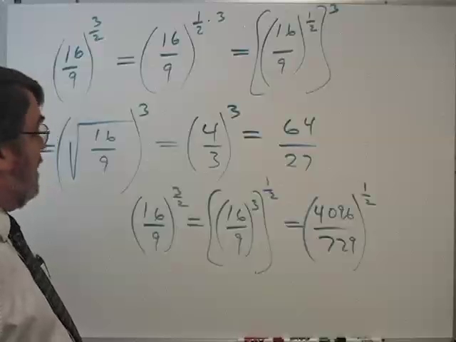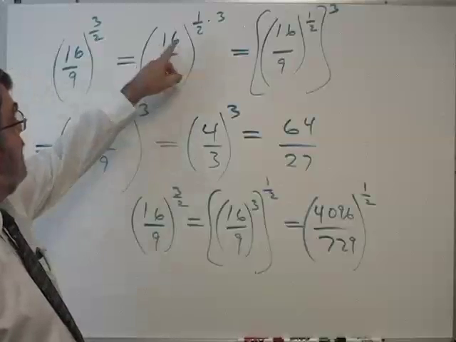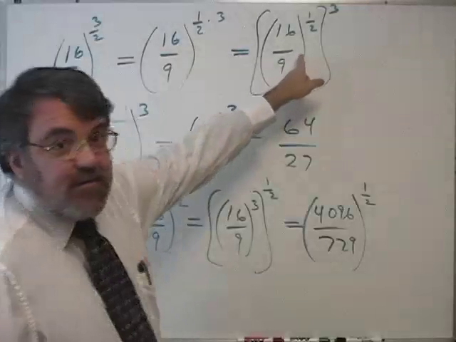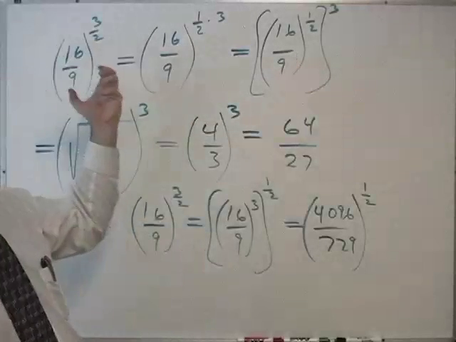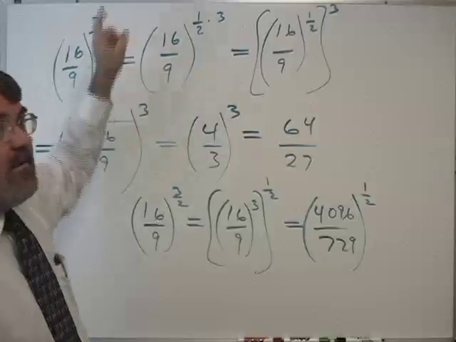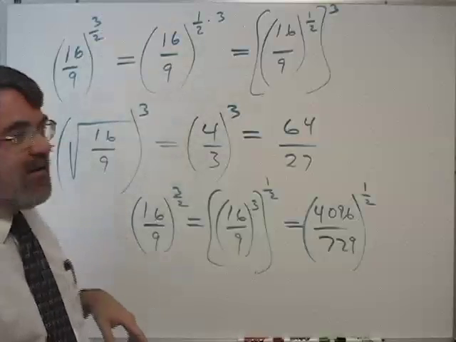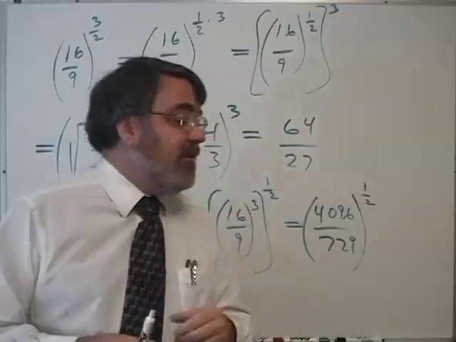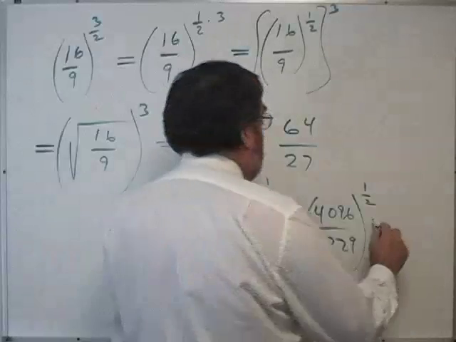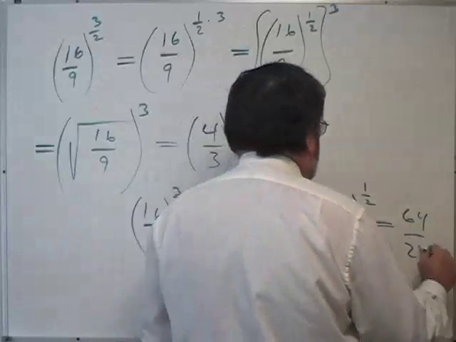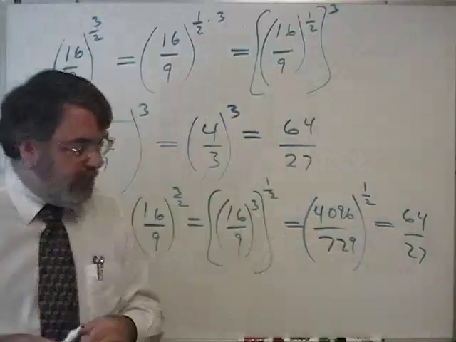That's why I think it would be a lot easier to perform the radical first on our number and then raise to this power. So I think you can clearly see the advantage of that. But this is technically correct. This would equal 64 over 27.